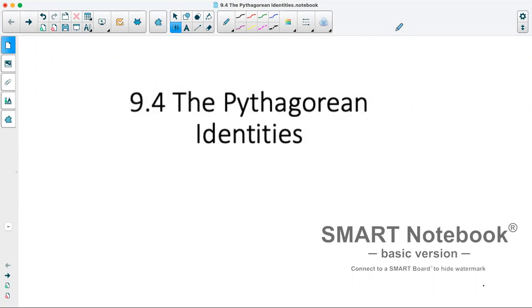Hi, today we are looking at section 9.4, which is for Pythagorean identities. In this section, we go over 3 different trig identities all based off of Pythagoras.